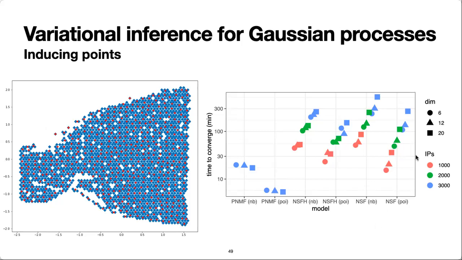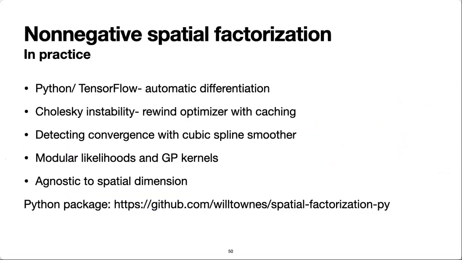And here you can see the computational effect of different numbers of inducing points. So we tried various numbers of inducing points, and of course the complexity and the time increases with larger numbers. But with larger numbers of inducing points, you also get a much more accurate approximation to the true posterior. So in practice, we had to solve all kinds of engineering challenges: Cholesky instabilities, how to even detect convergence of a very noisy objective function. And I'd be happy to talk more about that in detail with anyone who's interested.